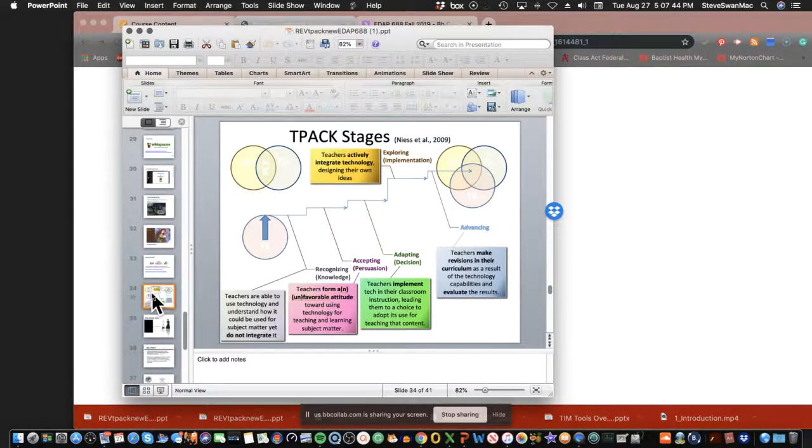So if you think about the progression here, starting down here on the lower left, the teachers are able to use technology and understand how it could be used for subject matter. Do not yet integrate it. What is that? Well, that's your professional development session. That's your people sitting in a room in front of their laptops or in front of desktop computers, learning how to use the Google Classroom, learning how to use a Google Drive. But they don't yet use it.